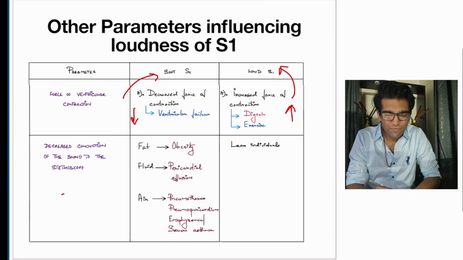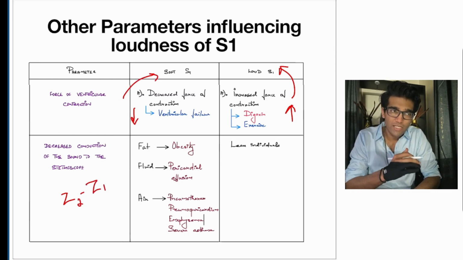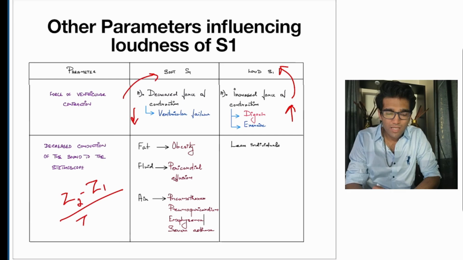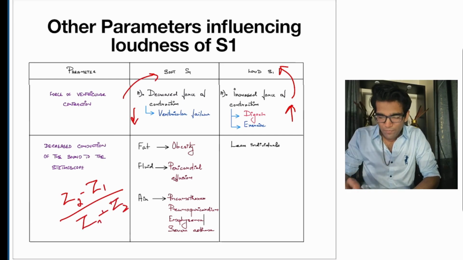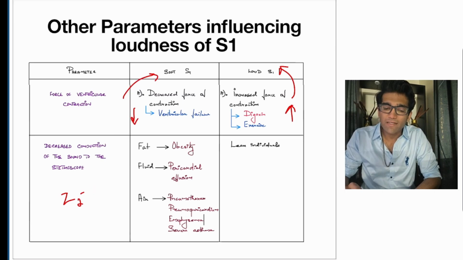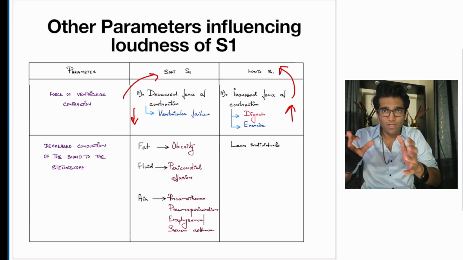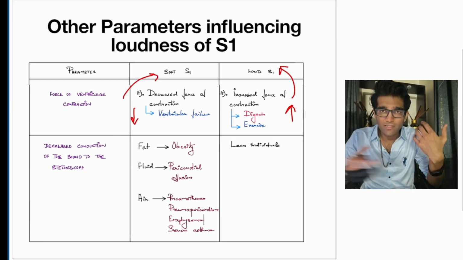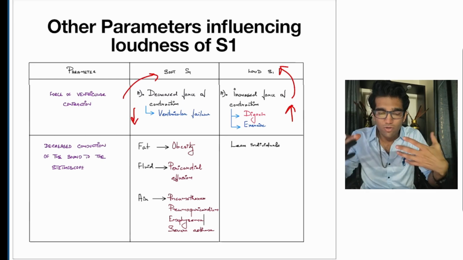If Z is the acoustic impedance, the reflection is Z2, the acoustic impedance of the second tissue into which it is going, minus the acoustic impedance of the initial tissue, divided by the sum of the acoustic impedances of the two tissues. Okay, so that is how much sound will get reflected back. So if the difference is a lot, then a lot of sound gets reflected back and doesn't reach the stethoscope, so the sound appears very soft.